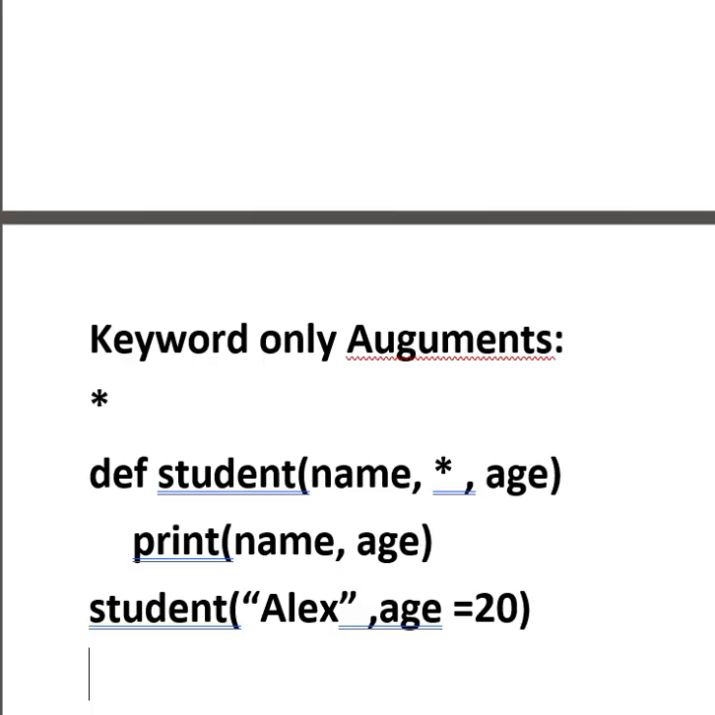In keyword only argument, if you didn't write age while calling a function, that is the incorrect form. It will produce a type error because age is keyword only. Okay. Next we are going to see default argument.